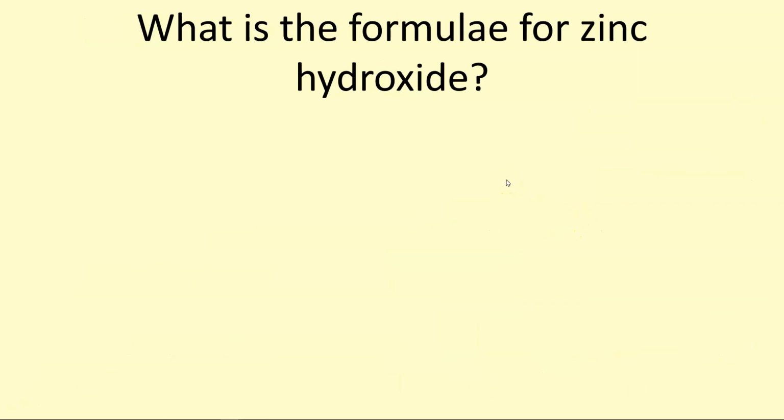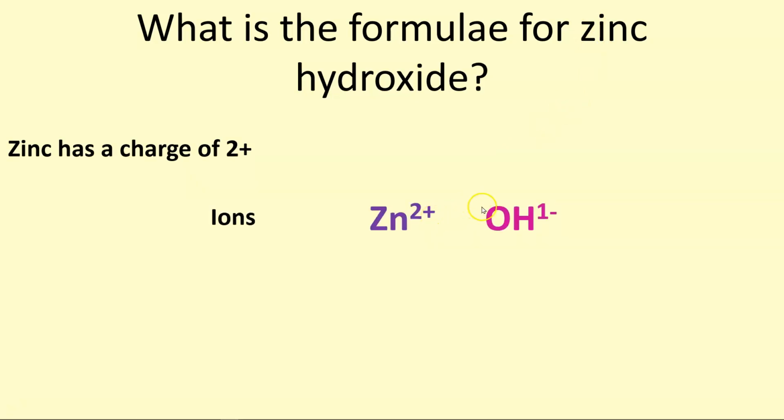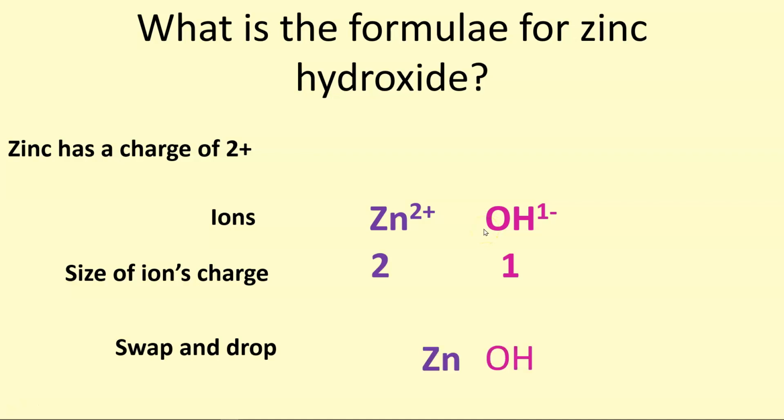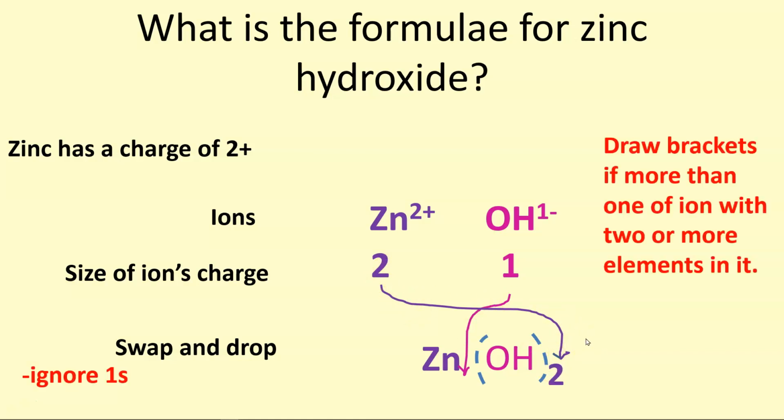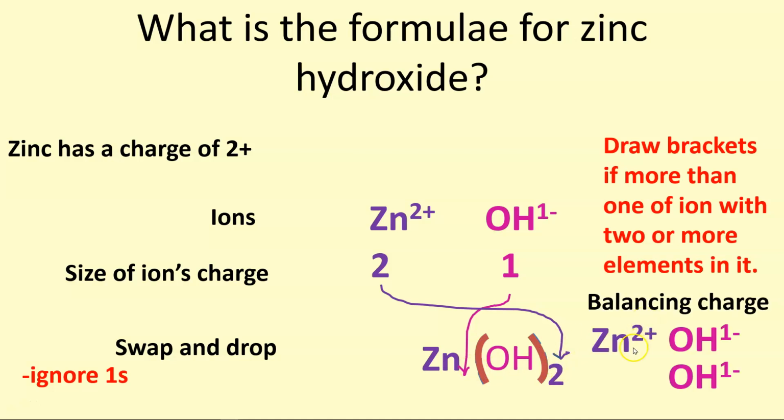What's the formula for zinc hydroxide? I learned that the charge of a zinc ion was 2+ because I think the Z looks a little bit like a 2. So again, write down the ions. Work out the size of the ions' charges. Do swap and drop. Don't forget that the hydroxide ion may need brackets around it if we've got more than 1, and it looks like we're going to need more than 1 of those. So it's got brackets. So zinc hydroxide has the following formula. In terms of balancing charge, for every zinc 2+ ion, there are going to be 2 hydroxide ions.